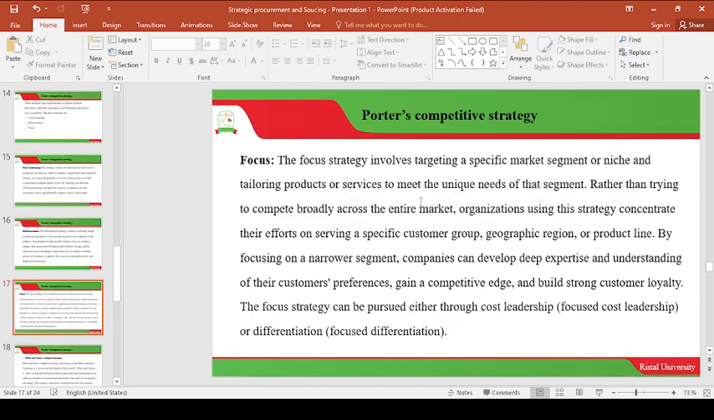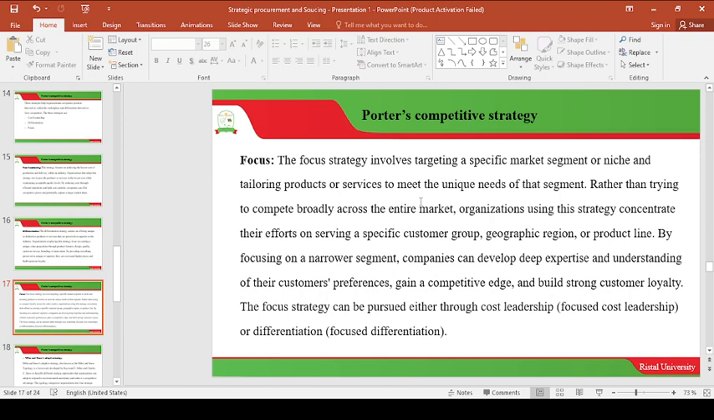So we look at the focus. The focus strategy involves targeting a specific market segment or a niche and tailoring products or services to meet the unique needs of that segment, rather than trying to compete broadly across the entire market. Organizations using this strategy concentrate their effort on serving a specific customer group, geographic region, or product line. So under focus, the organizations focus on a small market segment, that is a niche. A niche literally means small.